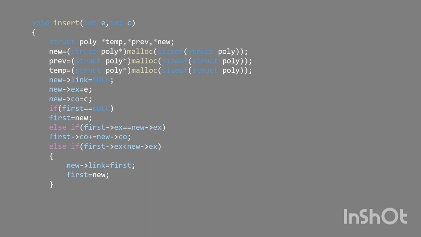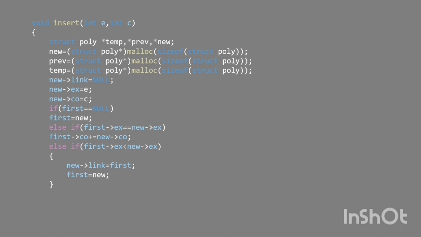Insertion and creation of a polynomial. Two parameters are passed, exponent and coefficient. struct poly is the node that is used to create the polynomial nodes. In struct poly we are using three pointers to make this work, all dynamically memory allocated. In the new pointer, we make sure that the address pointer is null, and the exponent and coefficient are assigned values through the included parameters.